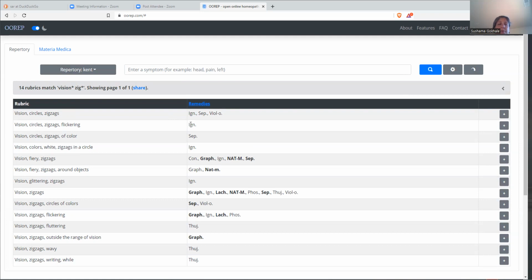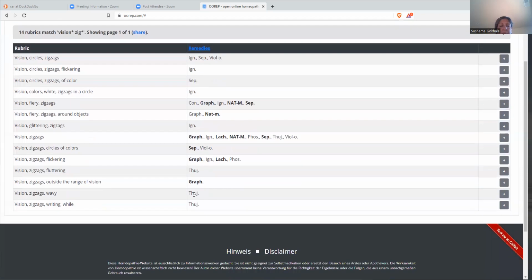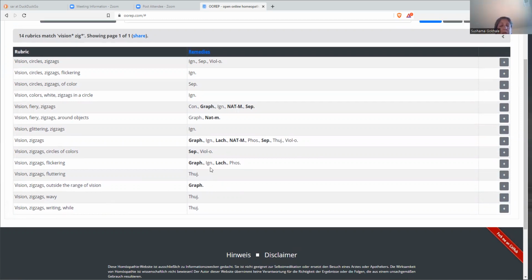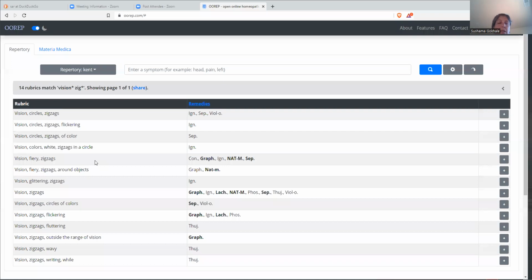Ignatia is another great remedy for vision circles, zigzags, flickering, zigzags of color. Sepia. These are actually great remedies for you and they fit you. Fiery zigzags is Nat mur, another great ocular migraine remedy. So Nat mur is wonderful. It comes up so many times. Lachesis is wonderful. Graphites is wonderful. While you're writing, you see vision zigzag, that's Thuja. Wavy zigzags is Thuja. Outside the range of vision, zigzags is Graphites. Fluttering zigzags is Thuja again. But for you, I would say Ignatia is wonderful.